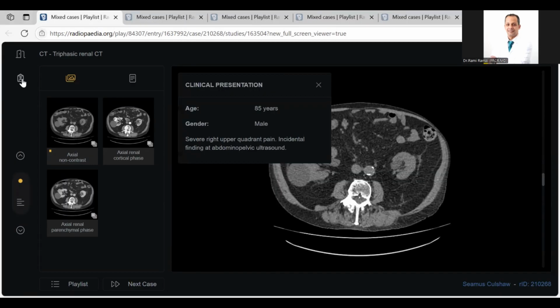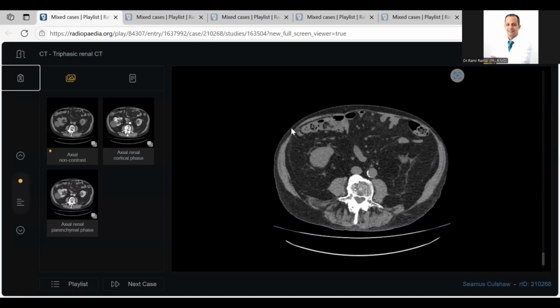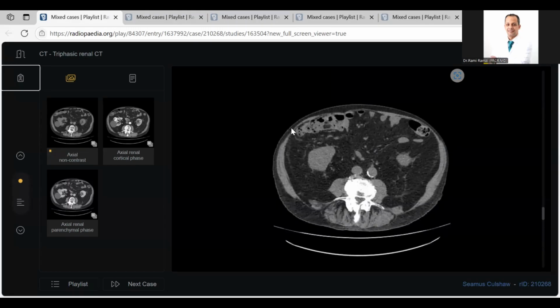Candidate number 12, are you with us? I'm 13. Oh, sorry. No problem. 85-year-old male patient complaining of right upper quadrant pain. Sir, I'm joining from my bed. It would be difficult. Okay, thank you so much, sir.